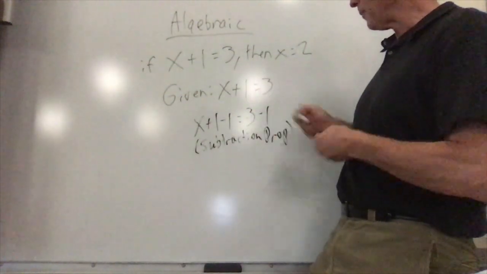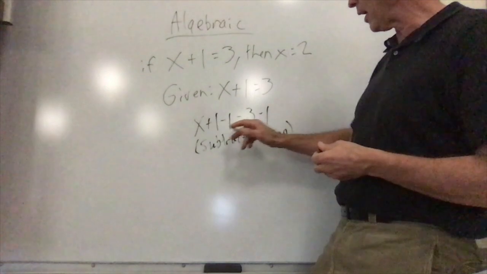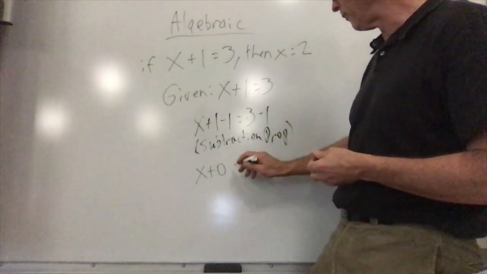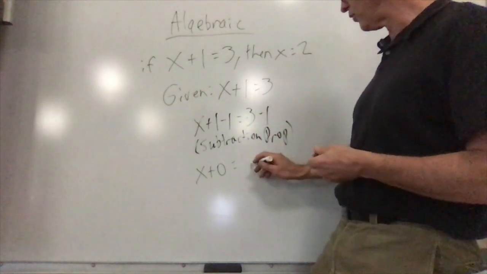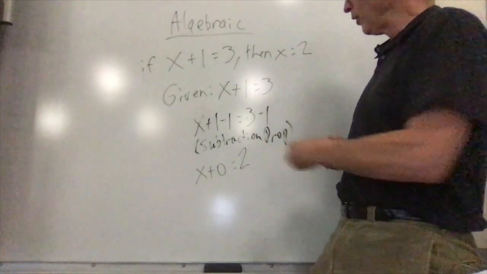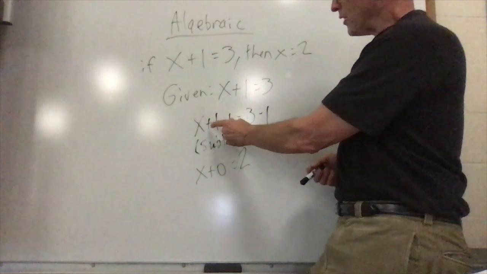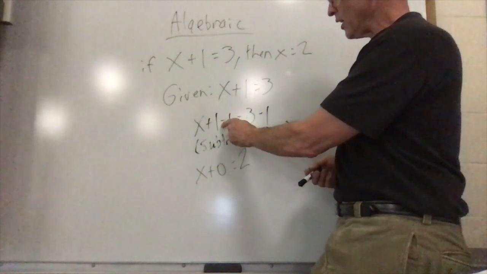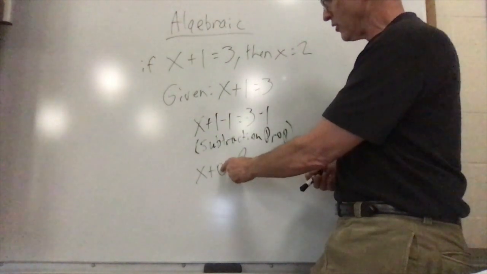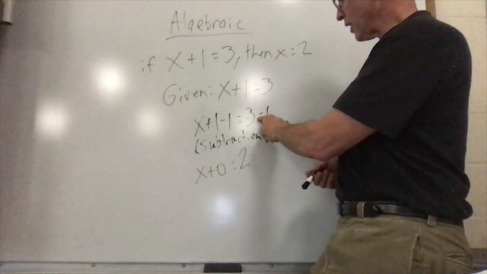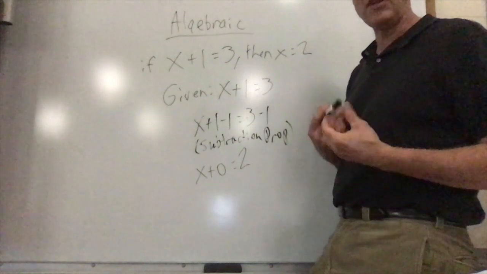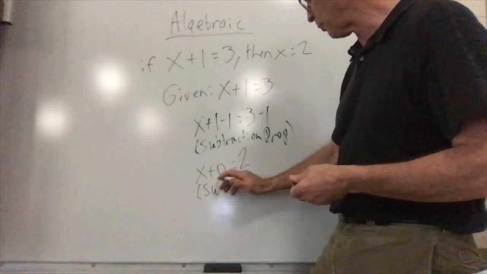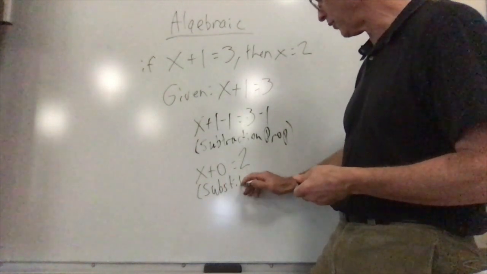After this step, I can see that I can combine those two and get x plus 0, and 3 minus 1 is going to give you 2. So basically what I did was I took these two numbers, added them together, and substituted in. Instead of this, I can substitute in something that means the same thing. That is called the substitution property of equality.